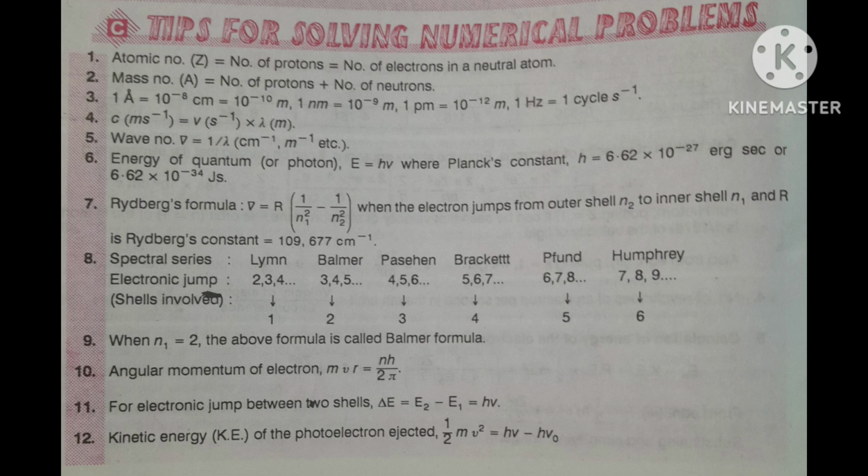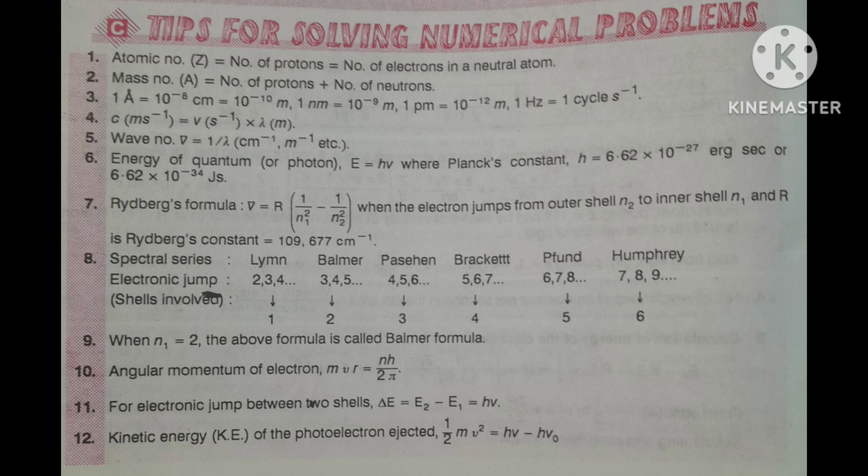Balmer formula. Actually, Rydberg formula I told you, nu bar is equal to R in bracket 1 upon n1 square minus 1 upon n2 square. In that, when n1 is equal to 2, then that formula is called Balmer formula.